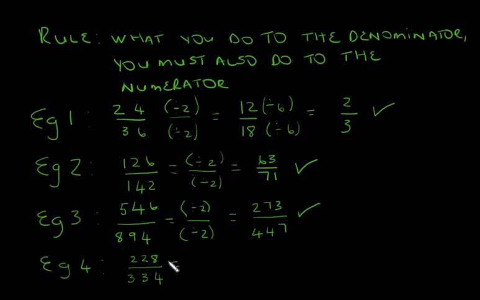So here we have 228 over 334. We divide by 2. And what we do to the top, we need to do to the bottom. What does that give us? This gives us 114 over 167. Now 167 is a prime number, which means that this won't simplify any further, and this answer is in its simplest form.